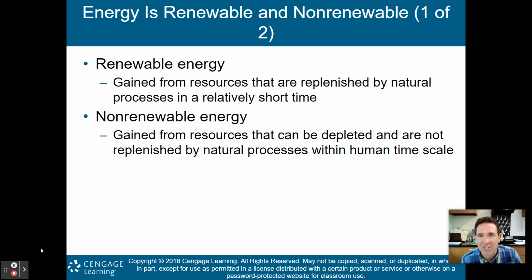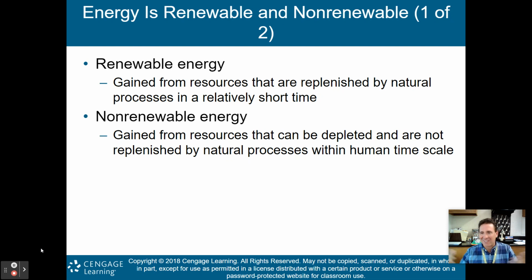Gained from resources that are replenished by natural processes in a relatively short time, basically a human lifespan, right? So trees, right? You cut down a tree, you plant a tree, it can grow within 100 years or so. That's an example of renewable energy.